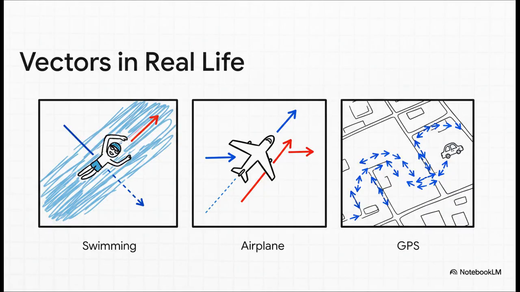And this isn't just some abstract idea. It's happening literally all around you. If you try to swim straight across a river, what happens? The current pushes you sideways. Your final path is the sum of your swimming vector and the river's current vector. It's the exact same reason a pilot has to account for wind, and it's precisely what your GPS is calculating with every single turn it gives you.